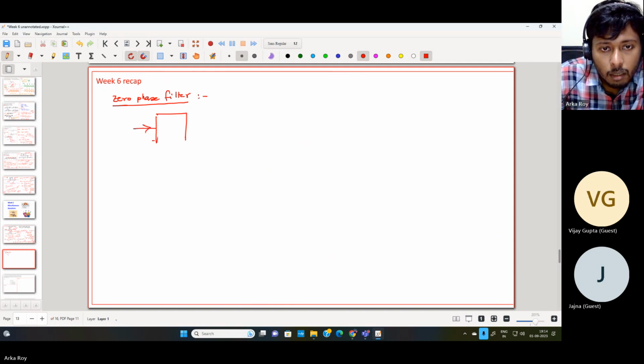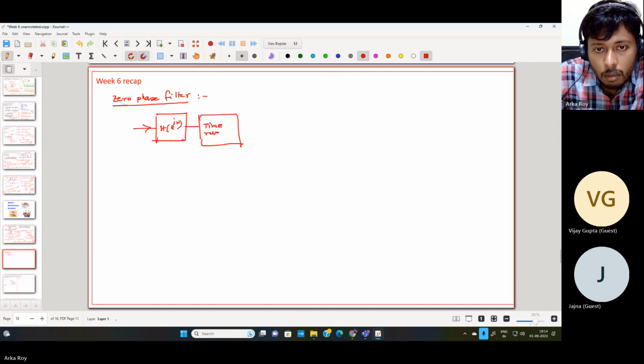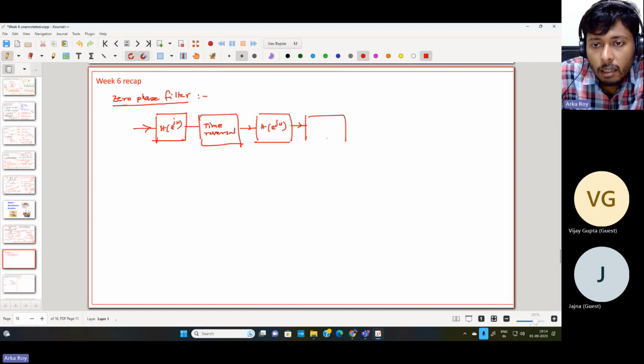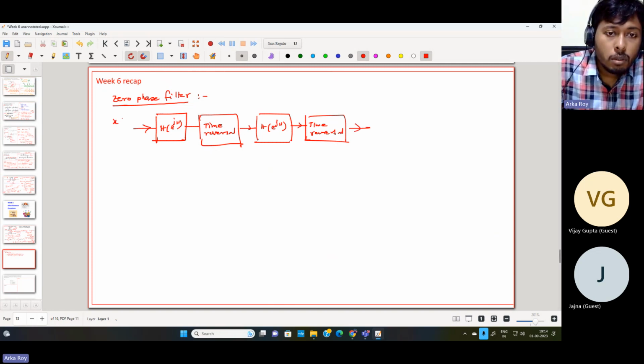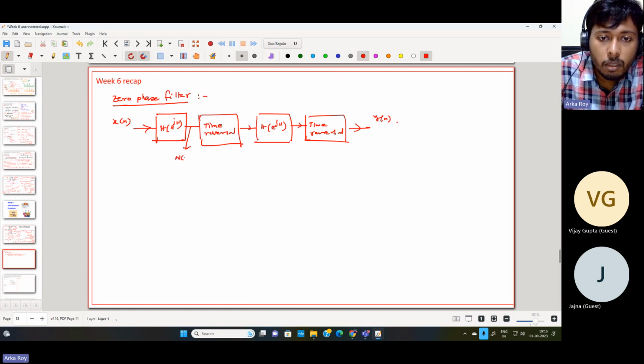typically this will be H e power j omega, then there will be a time reversal, then again H e power j omega, and then again time reversal. So this is x of n and this is y of n. Now, given this H e power j omega at this particular location, let us consider we are getting w of n. So w of n, we can write as the convolution between h of n and x of n.